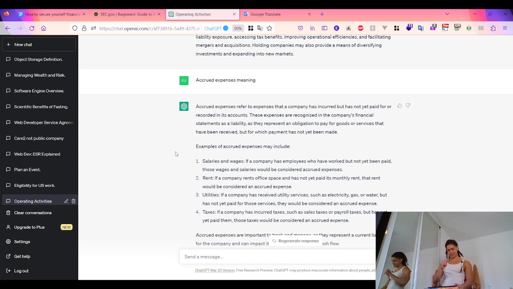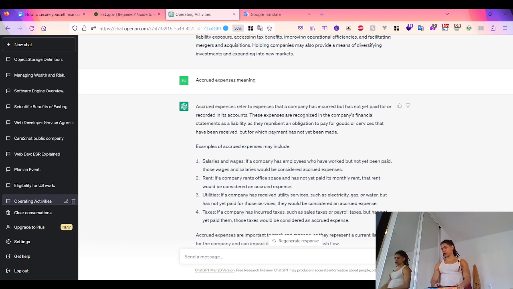So it refers to an expense that a company has incurred but has not yet paid for or recorded in its accounts. These expenses are recognized in the company's financial statements as a liability. They represent an obligation to pay for goods or services that have been received, but for which payment has not yet been made.